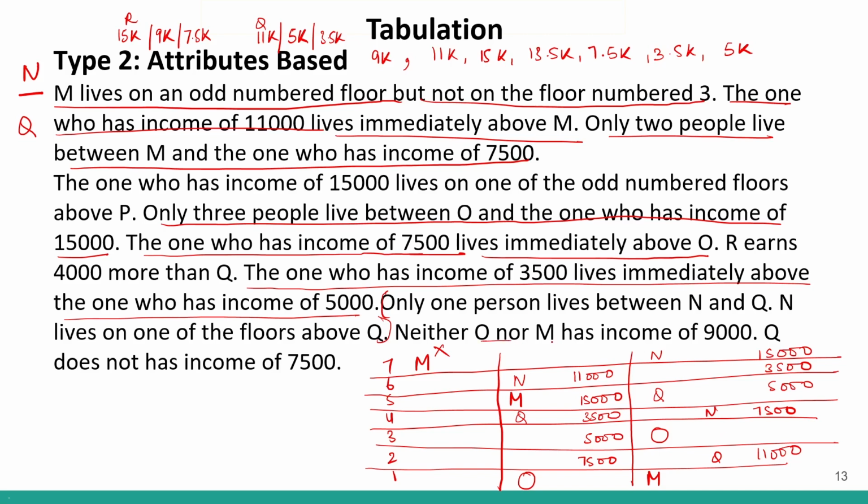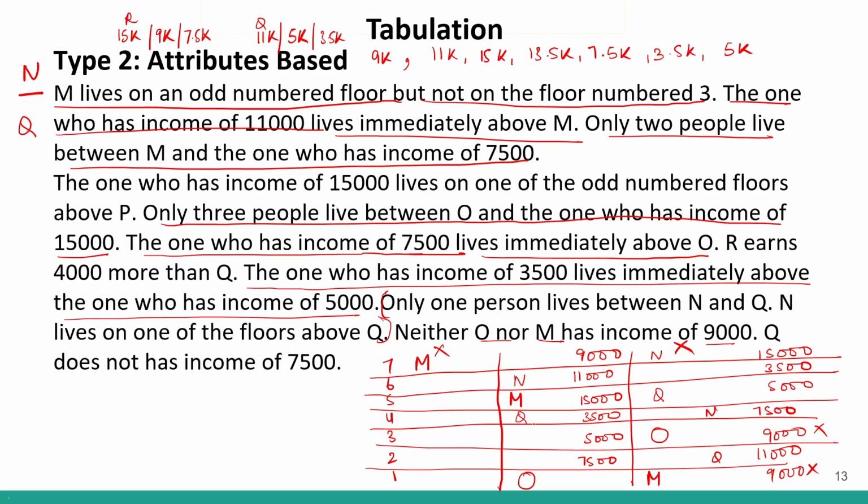Neither O nor M has an income of 9,000. So that means 9,000 will come here, but 9,000 cannot come at any of these positions. Therefore, this is also incorrect. Over here, 9,000 is remaining. It is not the income of O. That means 9,000 will come over here.